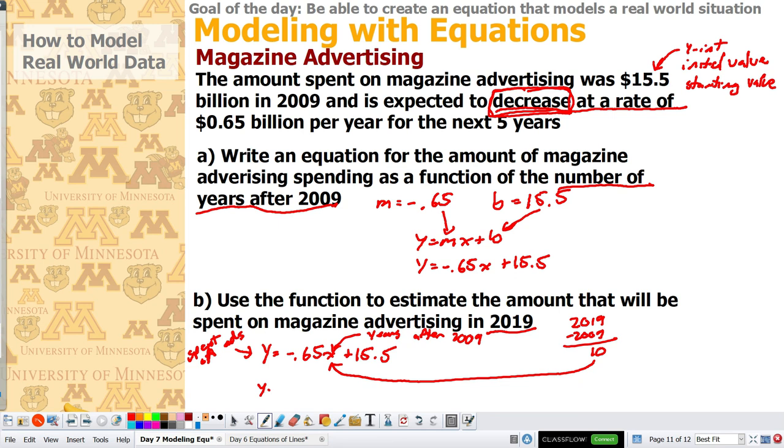So I have y equals negative 0.65 times 10 plus 15.5, which equals negative 6.5 plus 15.5, which equals 9. 9 billion was spent on advertising in magazines in 2019. So it's decreasing because companies aren't advertising as much in magazines. People don't buy as many magazines anymore, right? It's all online nowadays. So that's why it's decreasing.